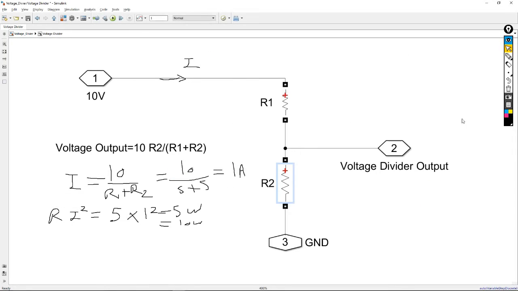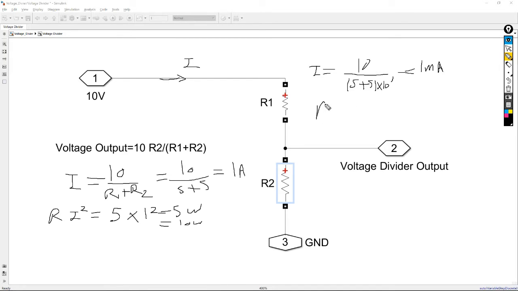Now if I calculate the power loss, first I need to calculate the current, right? So I have 10 divided by 5 plus 5 times 10 to the 3. So now I have only 1 milliamp of current flowing through my system.